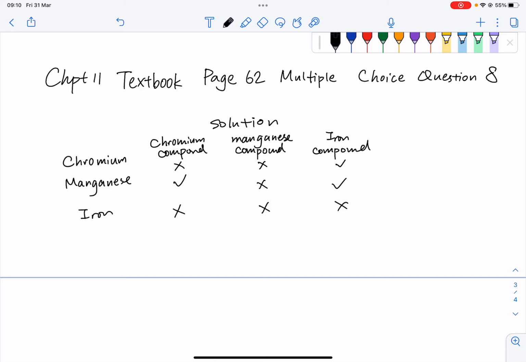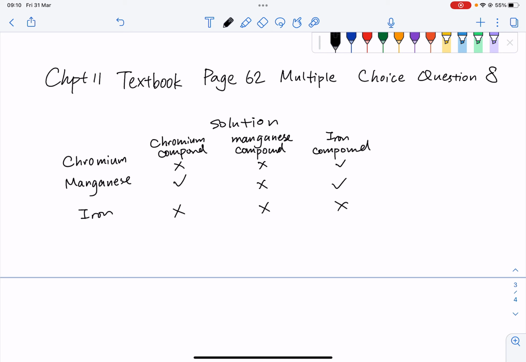Now let's turn to page 62 and take a look at multiple choice question 8 here. It says investigate the order of reactivity. For this one, remember the lab that we did about the displacement reaction? We should solve a similar table, right?